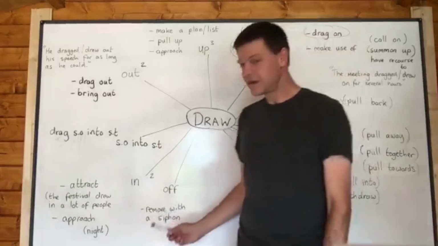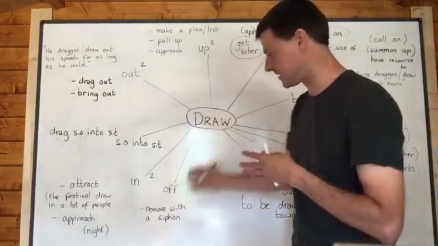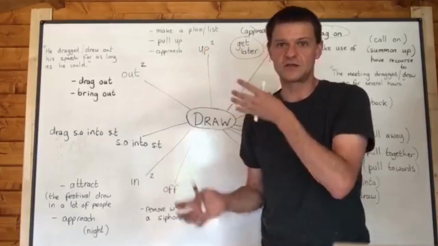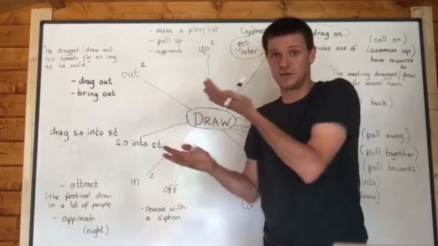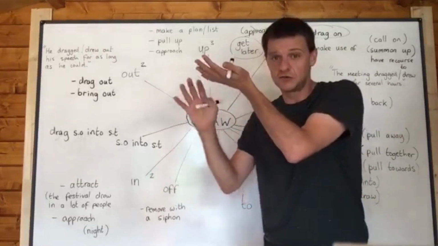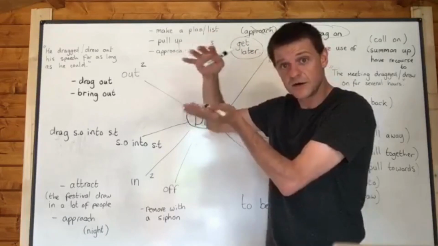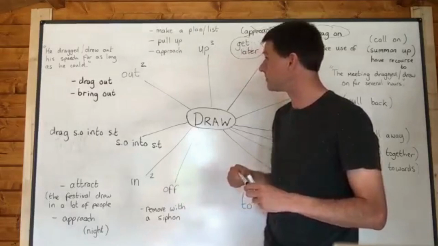And if you're drawing off a liquid, this is usually a chemical expression. It's used for chemistry when you have a siphon and when you're separating two substances, two liquids perhaps, two immiscible liquids, two liquids that don't mix. Then you draw off the bottom liquid, leaving just the top liquid there on its own. So that one's a very chemical kind of phrasal verb.